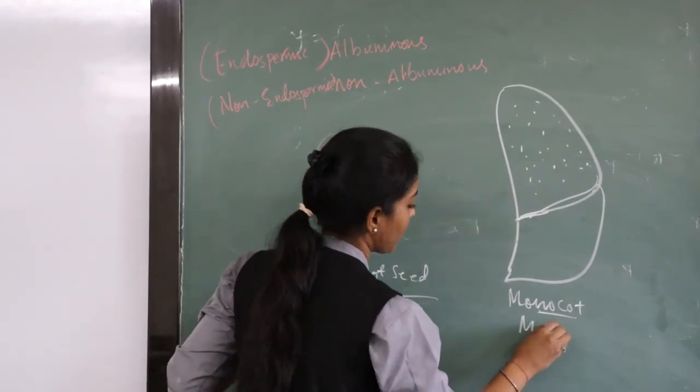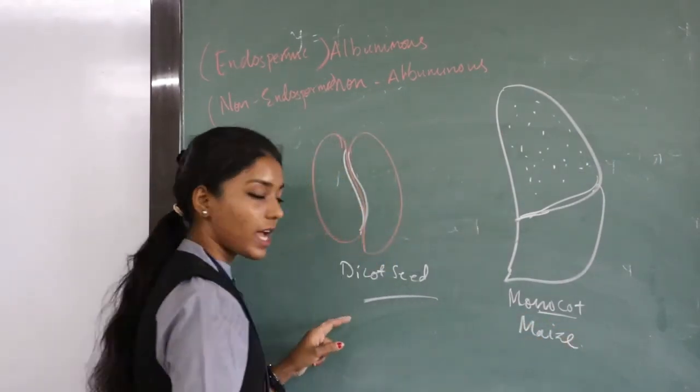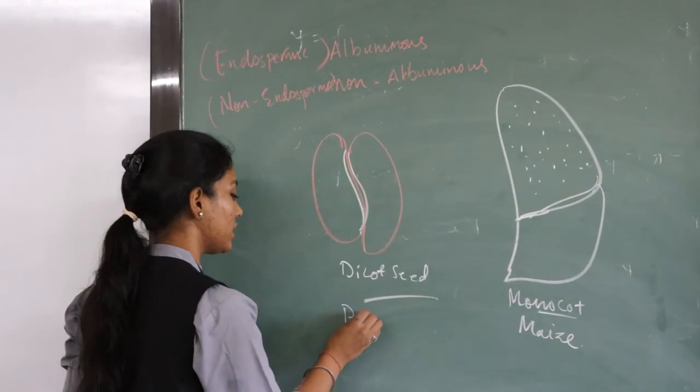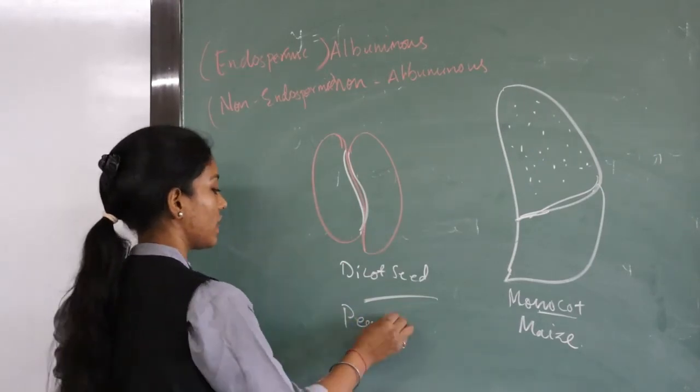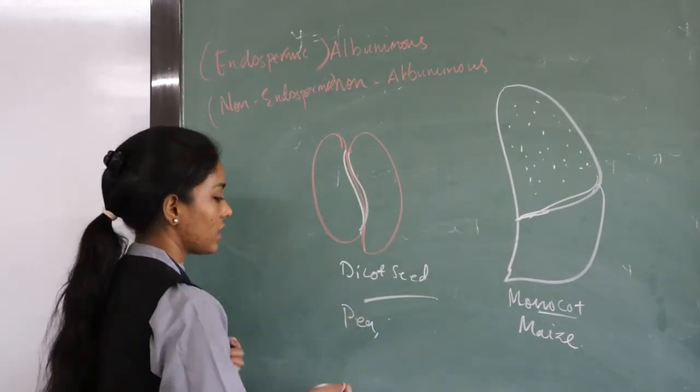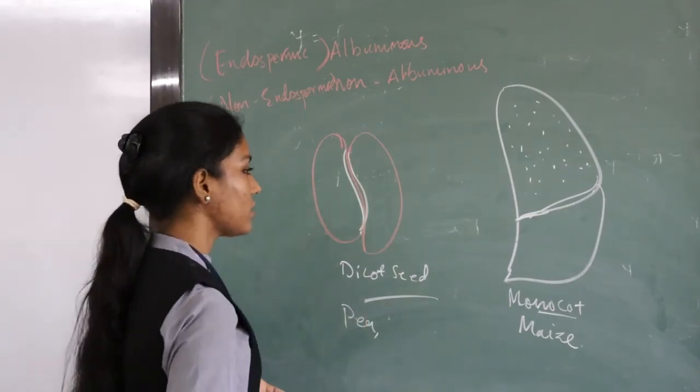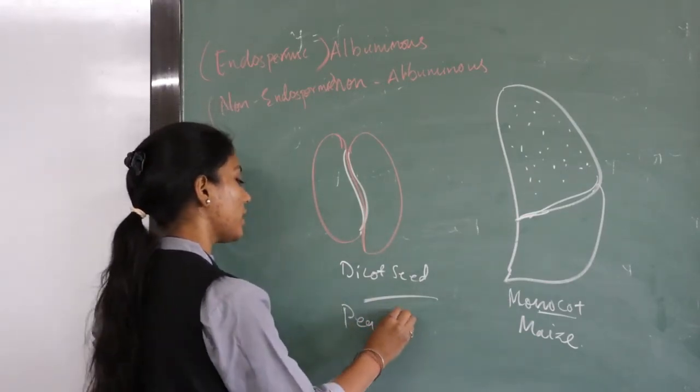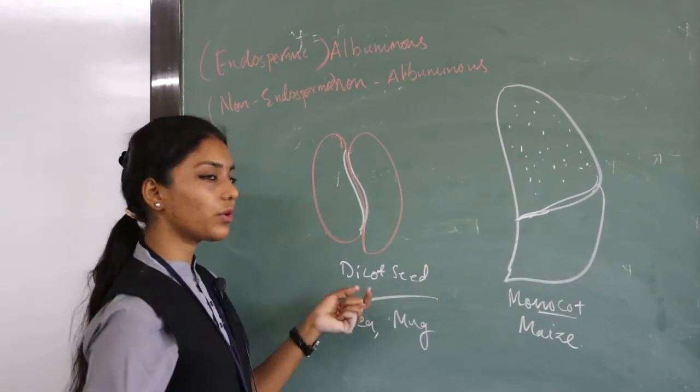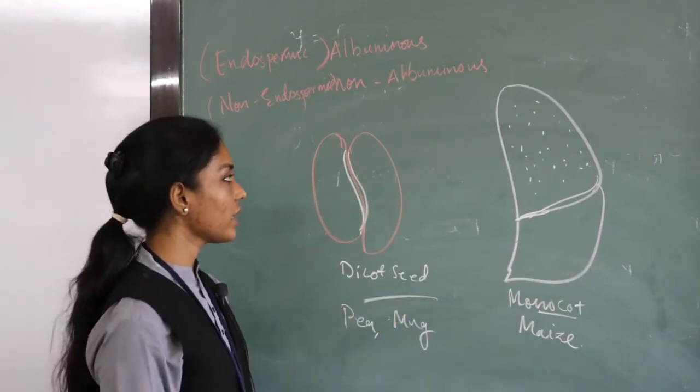Monocot example is maize, and for dicot many are there, pea are there, okay, those having two seed leaves, and we can say also beans, those having the two coverings, moong and all the spices are mostly included in this dicot, okay.